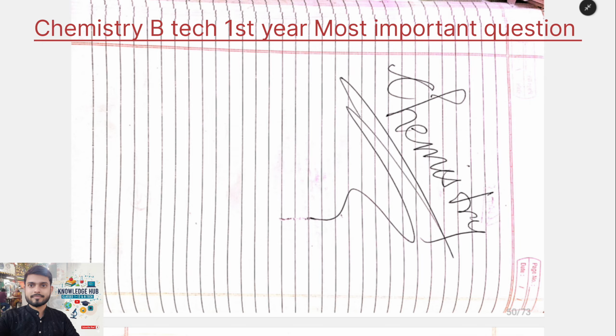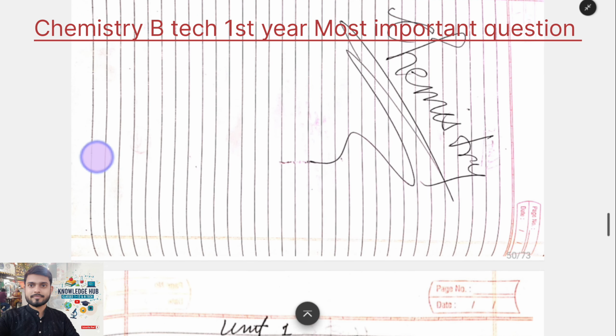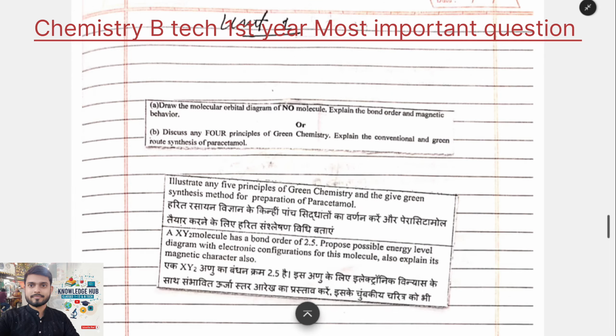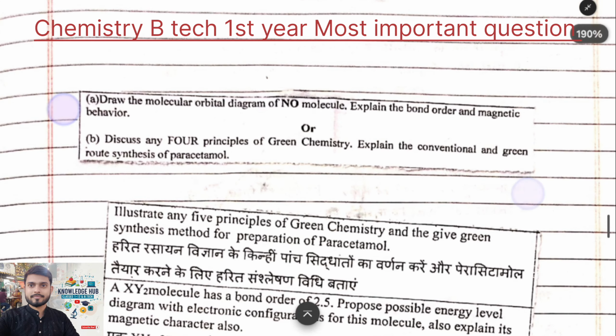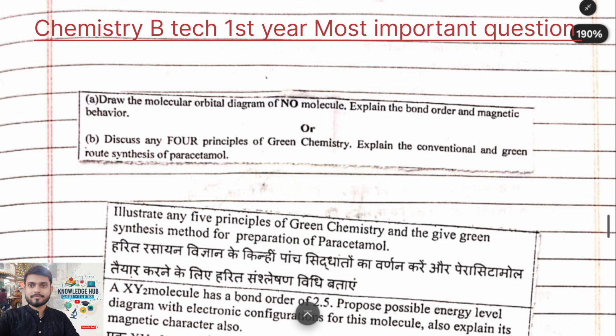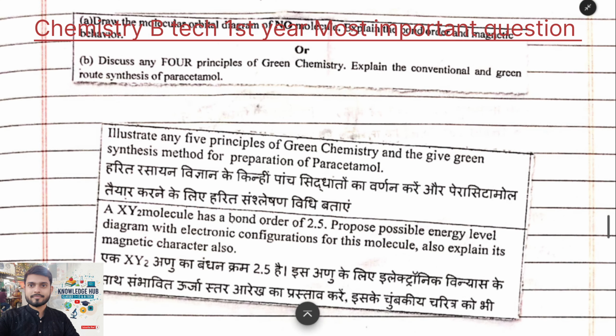Today we will discuss the most important questions of BTech first year chemistry in preparation for AKTU. First, draw the molecular orbital diagram of the NO molecule. Explain the bond order and magnetic behavior. Second, discuss any four principles of green chemistry. Explain the conventional and green synthesis of paracetamol.